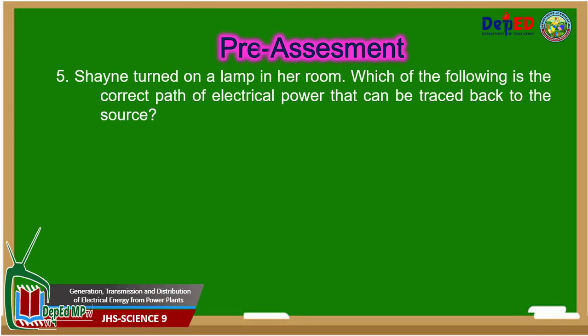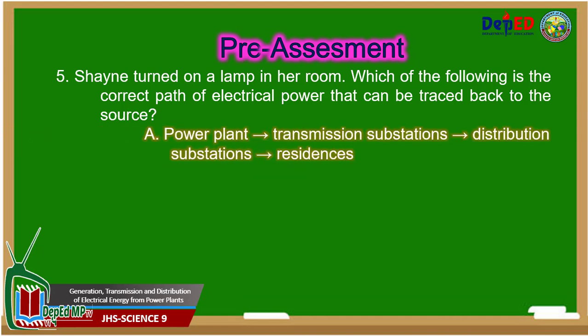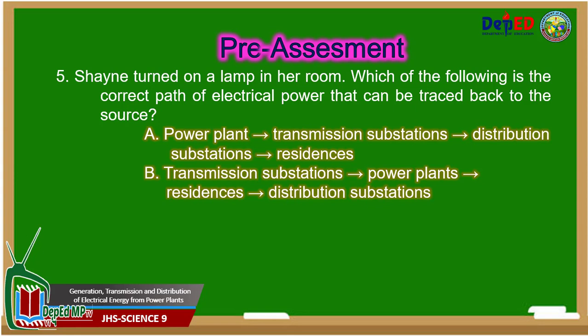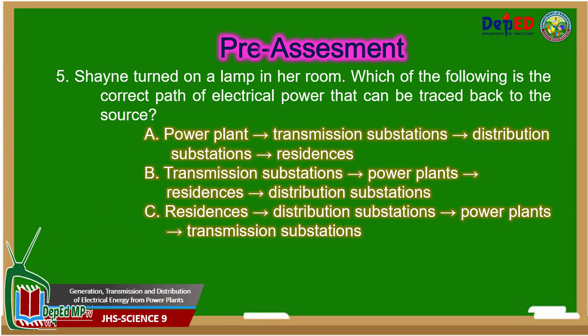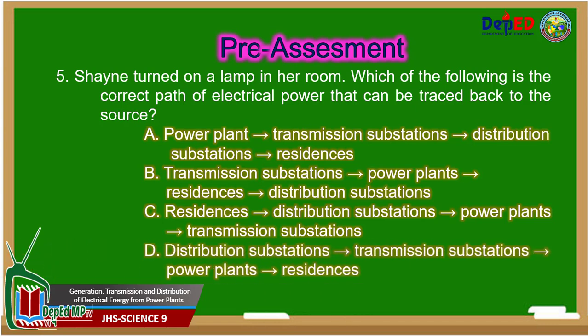Number 5. Shane turned on a lamp in her room. Which of the following is the correct path of electrical power that can be traced back to the source? A. Power plant to transmission substations, to distribution substations, and to residences. B. Transmission substations, to power plants, to residences, and to distribution substations. C. Residences, to distribution substations, to the power plants, to transmission substations. D. Distribution substations, to transmission substations, to power plants, and to residences.